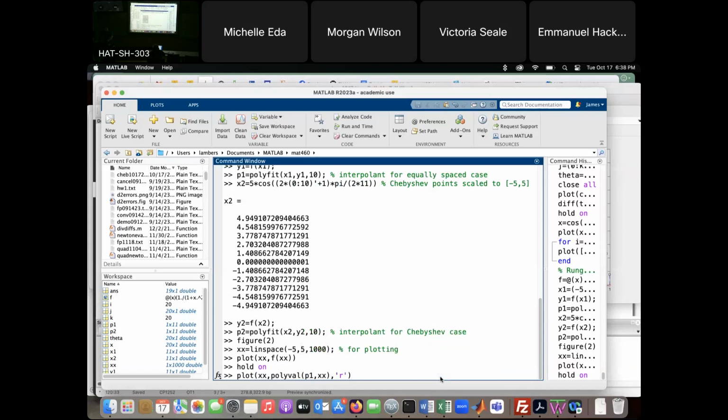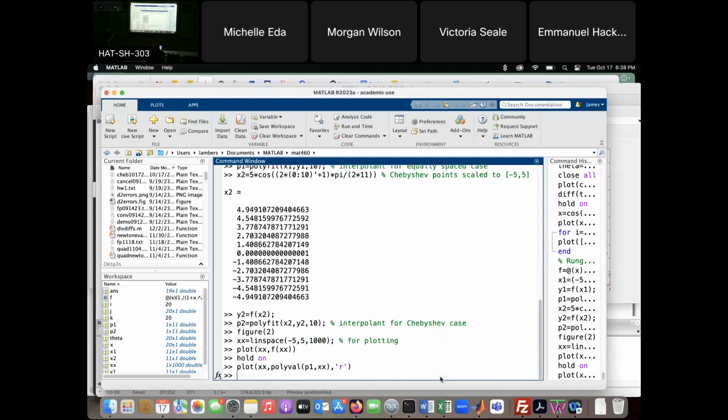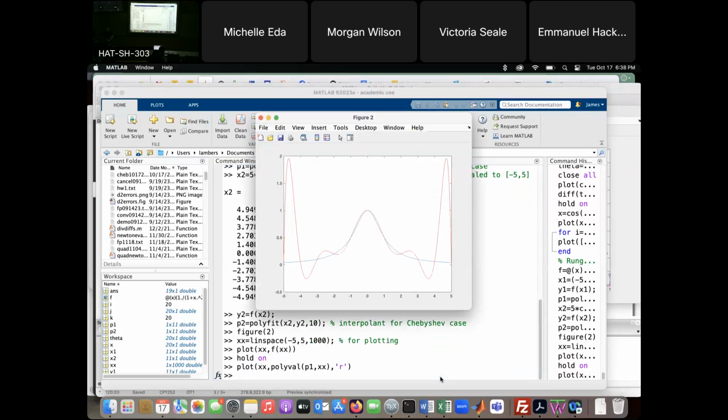Okay. And here we see, so blue is the original function, and red is the interpolated polynomial in the equally spaced case, and you see, even though it agrees with f at the interpolation points, every integer, it's way, way off in between. So that's not good. So in general, you're advised against high degree polynomial interpolation with equally spaced points.